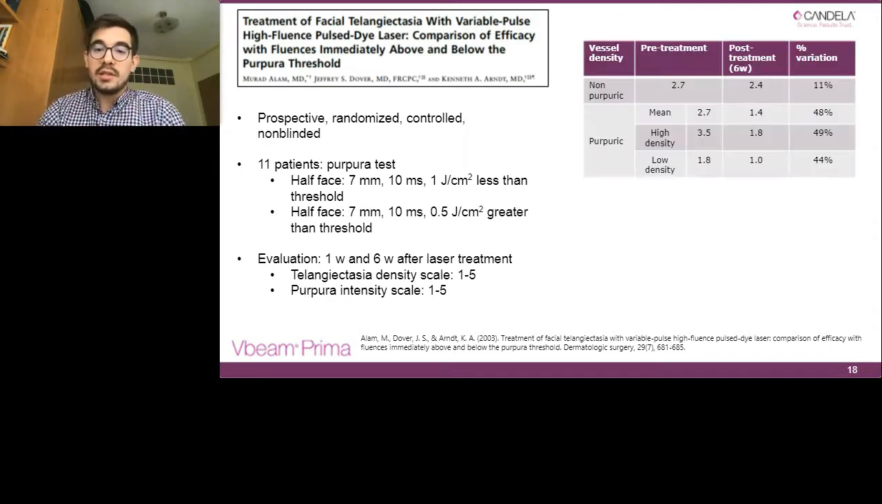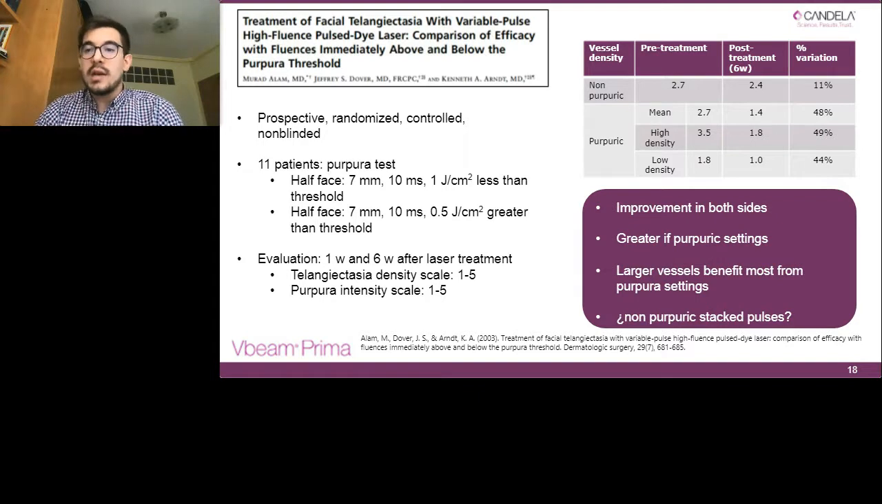And as you see here in the table on the top right of the screen, when using non-purpuric settings, you see an improvement of just 11%, and when you use purpuric settings, you get an improvement of around 48 or 49%, depending on the diameter of the vessel. So both sides improve, but it is greater when you use purpura compared to subpurpuric settings when treating this telangiectasia. And it may seem that larger vessels may benefit more from purpuric settings.